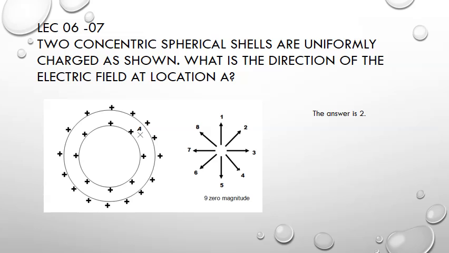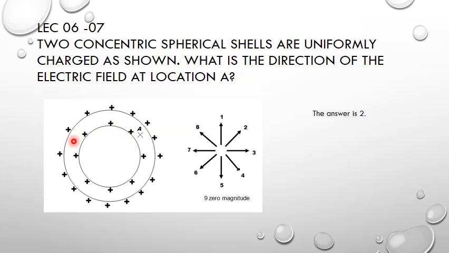Alright, to me the correct answer is 2. It should be pointing in that direction. The question is why? Well, let's talk about it. Let's find out here. So we're here at location A. I'm inside one sphere and I'm outside the other. So the electric field caused by the charges on the outside sphere would produce what electric field at A? It has to be 0 because it's uniformly charged.